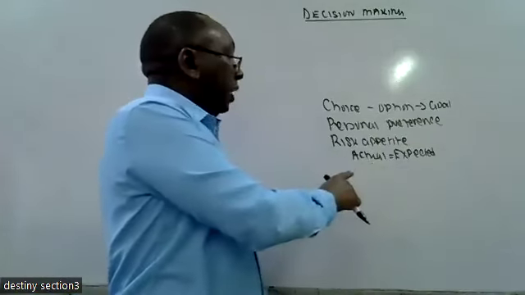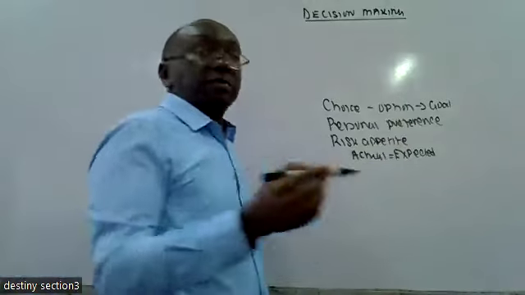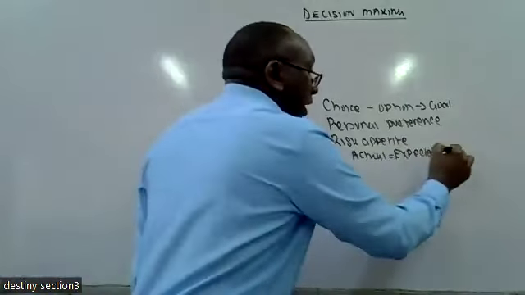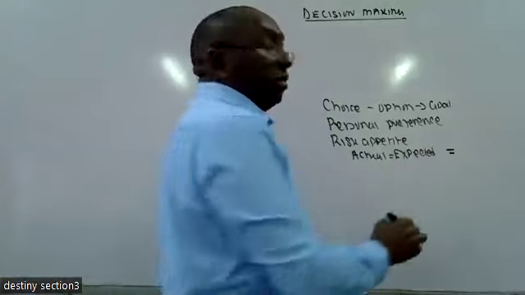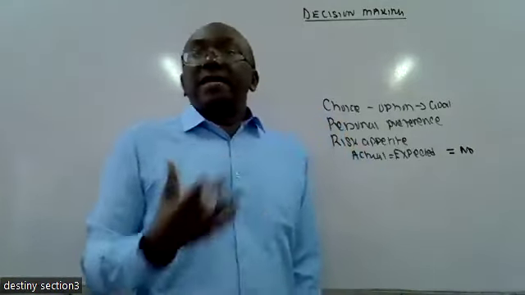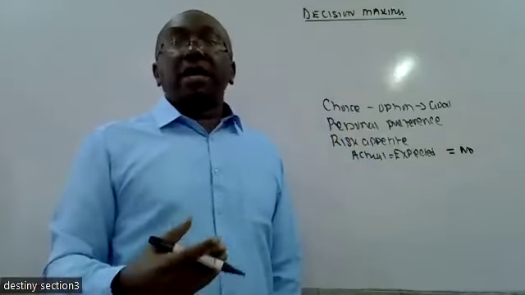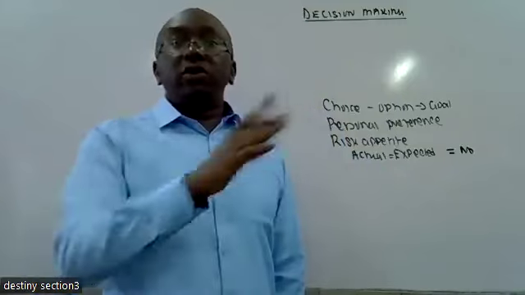When you compare the actual and the expected, there are usually three possibilities. Number one, they are equal. If they are equal, there is no emotion that is generated. It is okay, you don't feel it. Like now, if you're expecting me to come to the class, and I've actually come to the class, then there is no emotion.